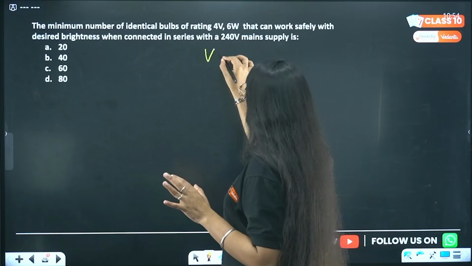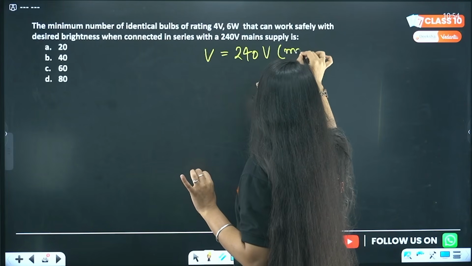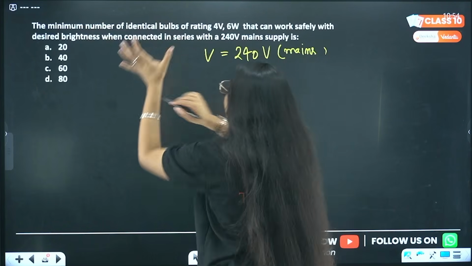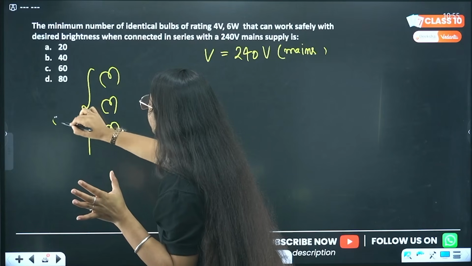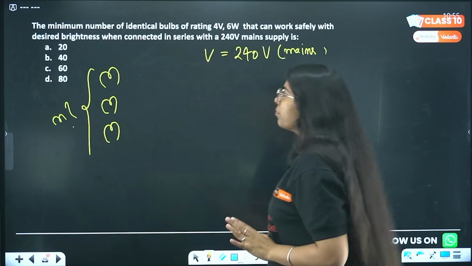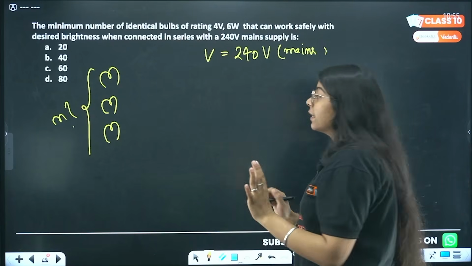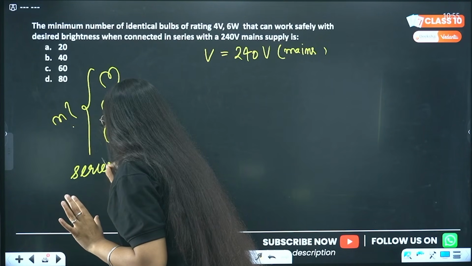So see, we have a 240 volt mains supply, correct? This is what the question is saying, and we have some bulbs. I don't know the number of these bulbs, but there are some bulbs and these are connected in series. Correct? You have to write it down. These are connected in series.